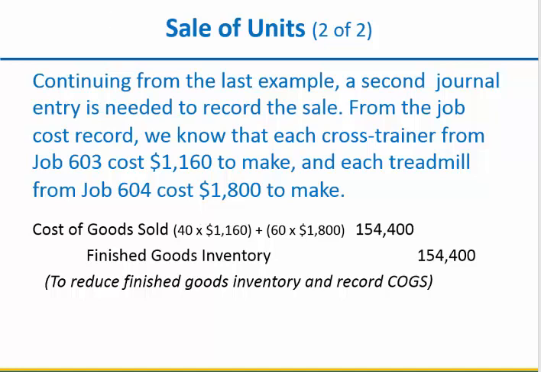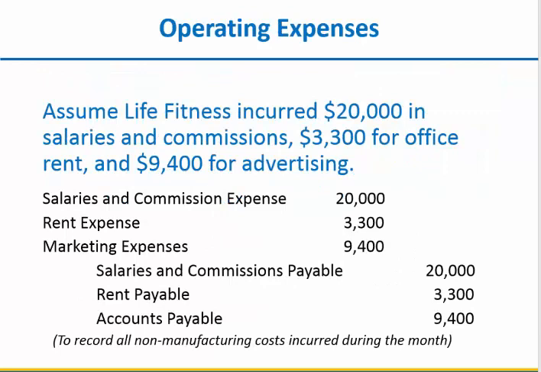Okay, so next we can even be more aggressive. What if we have operating expenses? If we have that, we can go from sales revenue, CGS, gross profit, operating expenses, finally operating income. So you can take a look at what's happening here. We have salaries and commission expense 20,000, rent expense 3,300, marketing expenses 9,400. All these expense accounts are debit accounts and they should receive debits.